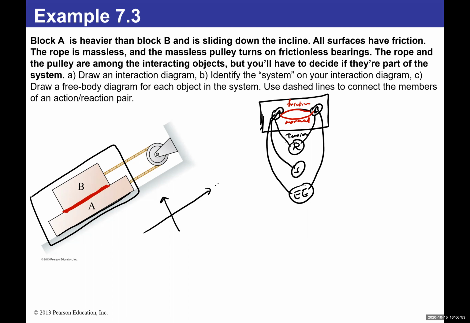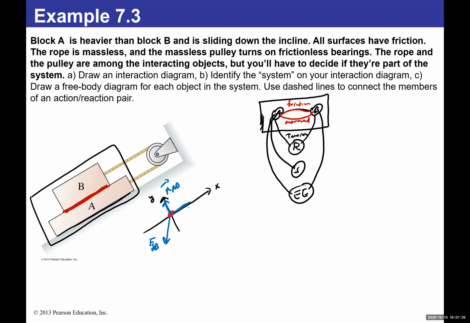I'm going to take up as positive, let's say up the incline, right? Because if A is sliding down, B is going up. So let's say this is block B. Now there are a lot of forces acting on it. For example, there is gravity acting on it. So this is F of G acting on B, gravity from Earth on block B. There is a normal force acting on it because it's sitting on top of A. So there's a normal force of A acting on B.